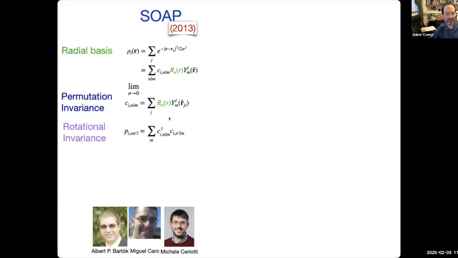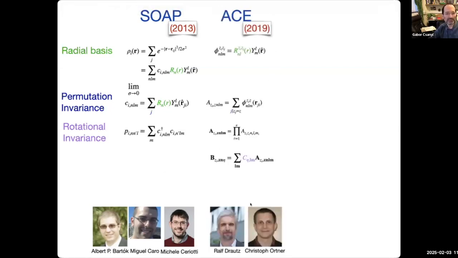So that was SOAP, and all the examples that I've shown you were done with this kind of representation. But in 2019, Ralph Strauss recognized that this construction can be generalized, and thereby some of its deficiencies fixed, and that's the atomic cluster expansion. So atomic cluster expansion is a generalization of SOAP, and it starts very similarly.